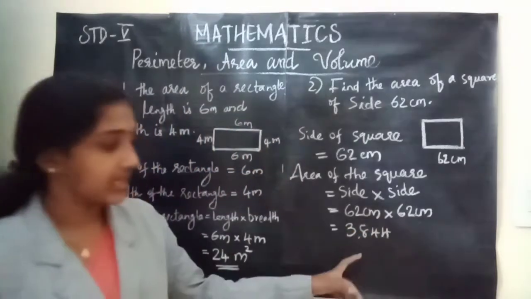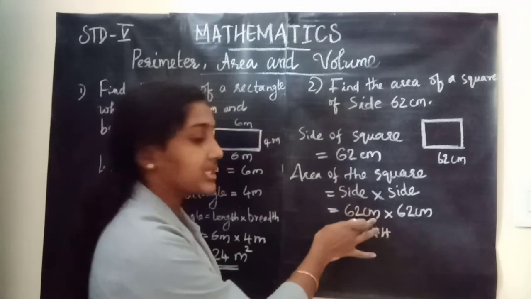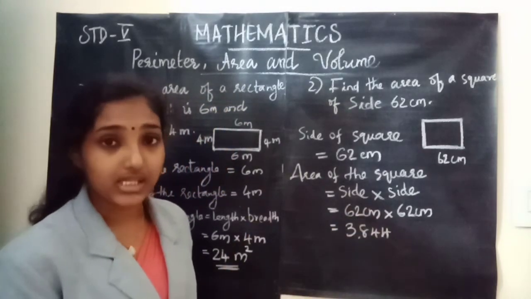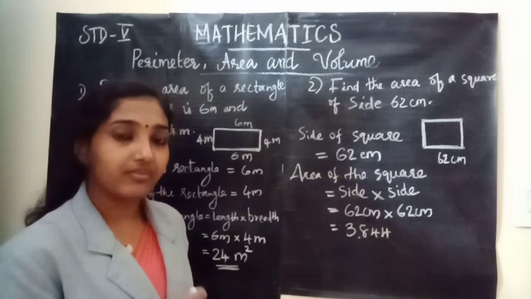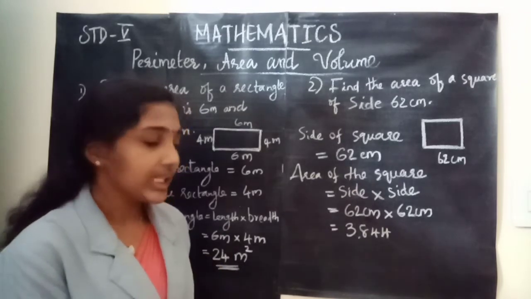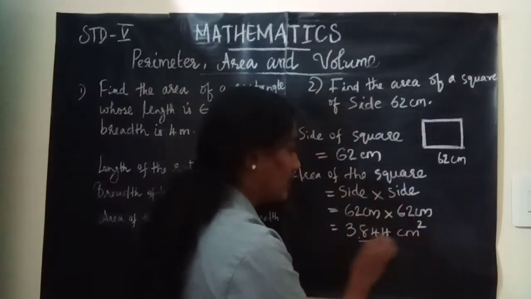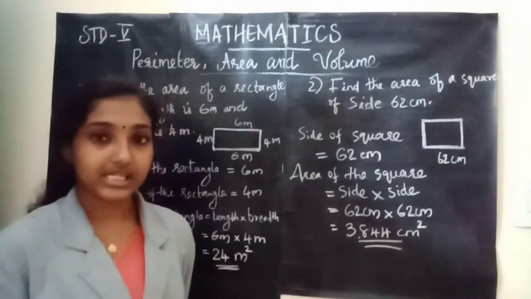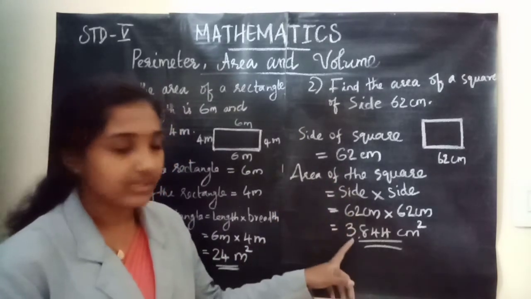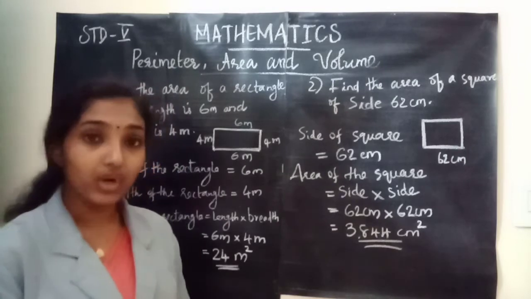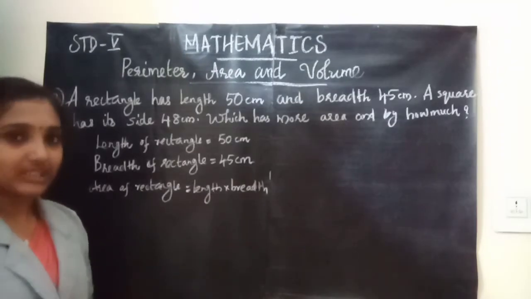3844. And look, here the length of the side is expressed in the unit centimeter. So what will be the unit of area? When the unit of length is in centimeter, the area will be centimeter square. The unit of area is centimeter square. So here the area of the given square is 3844 centimeter square.